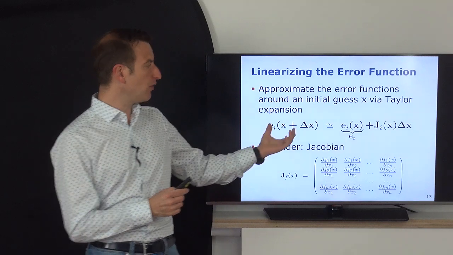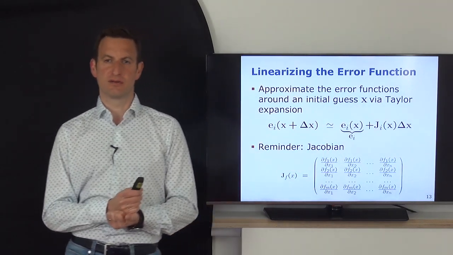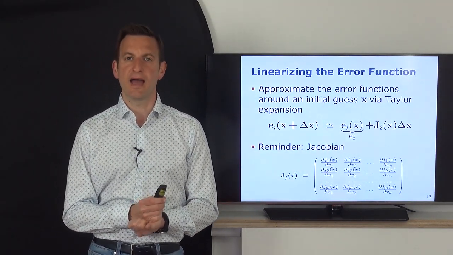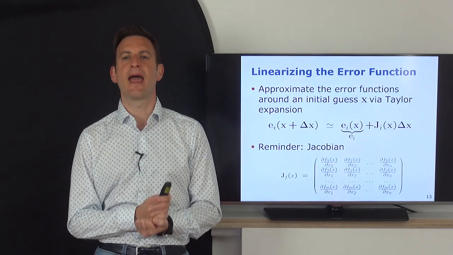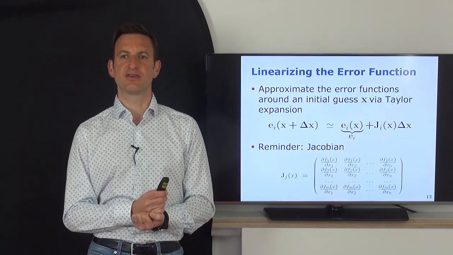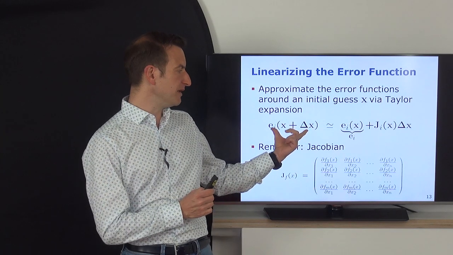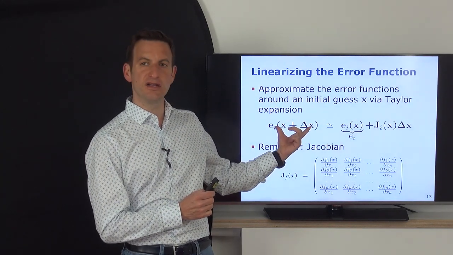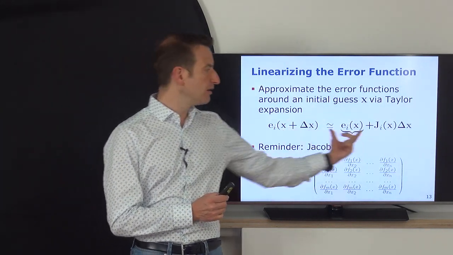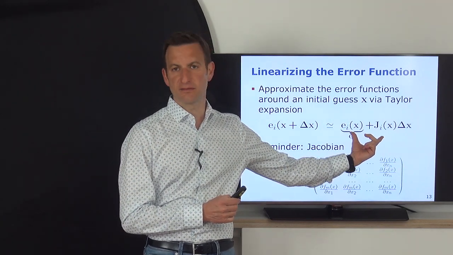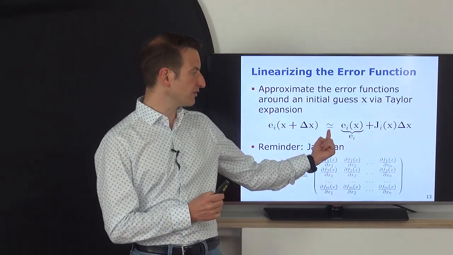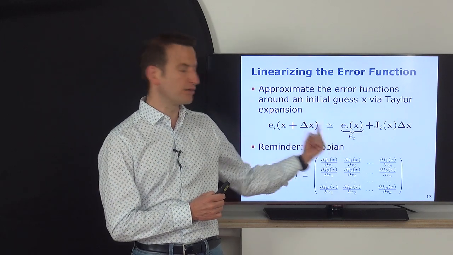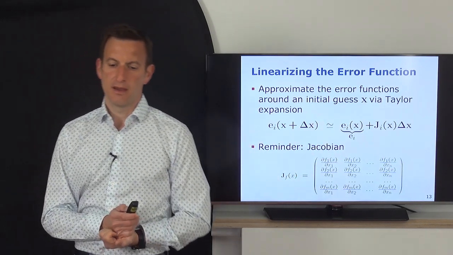Okay, so this is now an approximation of my error function, of the individual error function for every single observation. And it is now, from the originally nonlinear error, turned into a linear function. So this is a linearization. So this is an approximation here. That's important to note. This is an approximation.